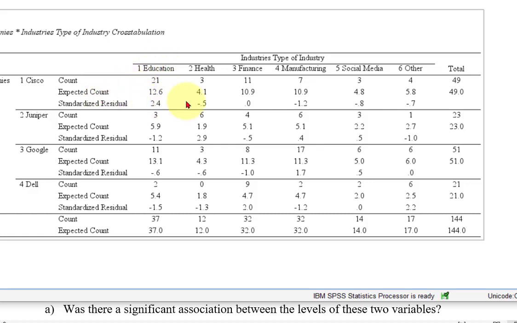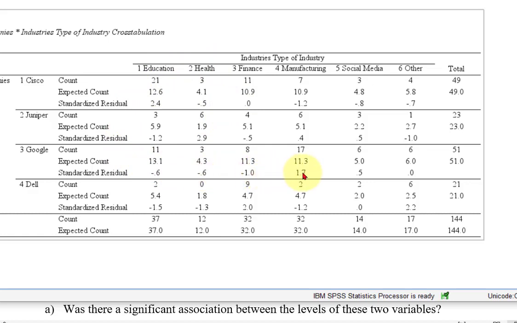So let's keep looking at the standardized residuals. There's nothing there. Here's another big one, 2.9. So this says people that work at Juniper, they expected about 2 and they got 6. So again, this would be a significant association. It would go like this. The people that work at Juniper are likely to work in the health field, right? Because the expected is 2 and the reality is 6. So there's a second one, and let's find a third one.